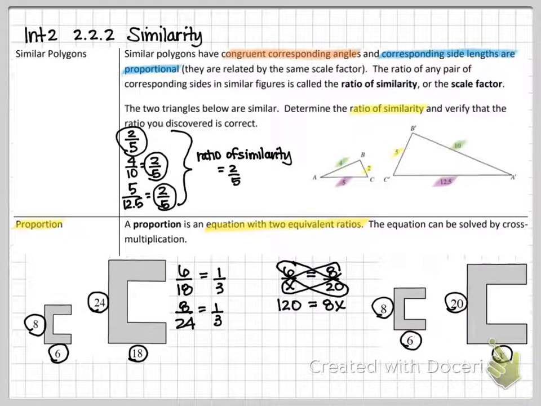Beautiful part about cross multiplication is the fractions disappear. Go ahead and divide by 8. And then I think if we divide this, we just get 15. And that's going to be our answer. So that x is going to be equal to 15 in this case.